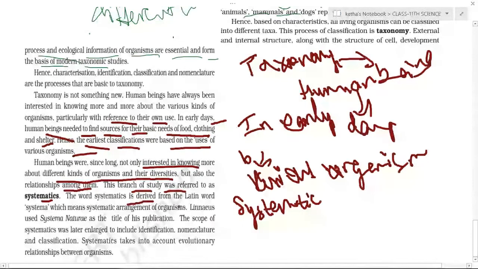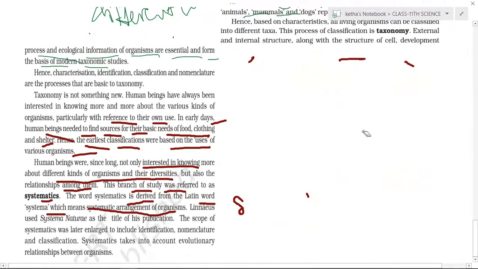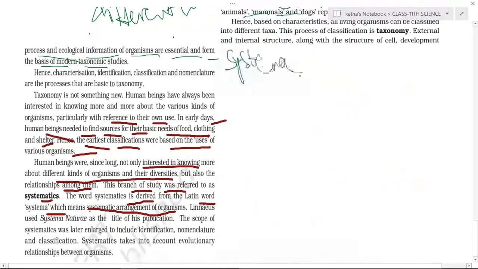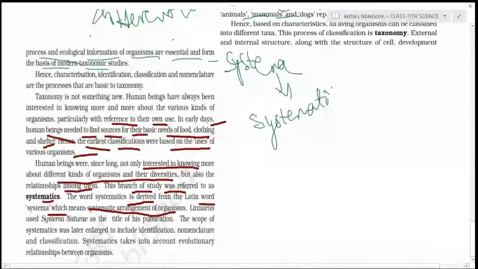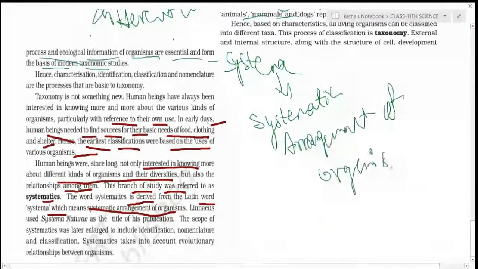The word systematics is derived from the Latin word systema, which means a systematic arrangement of organisms. So systema means systematic arrangement of organisms, and it came from a Latin word.